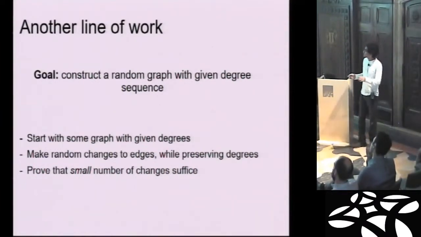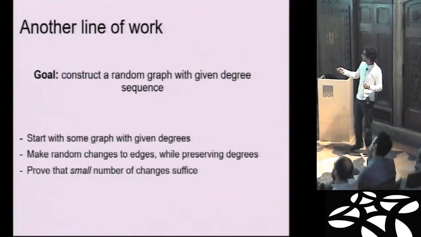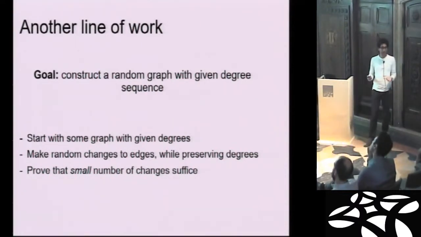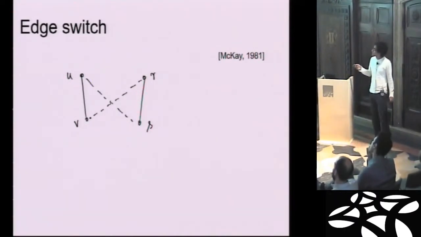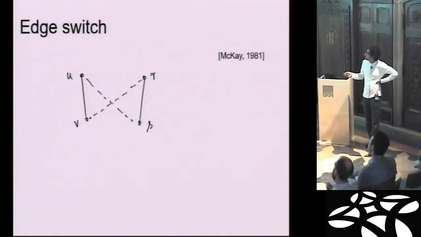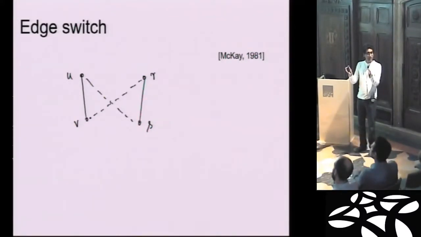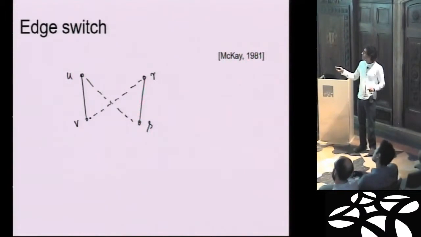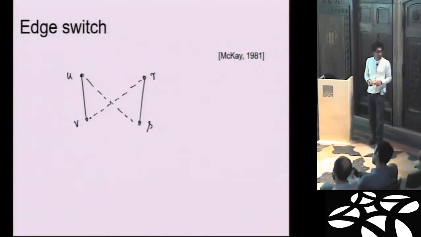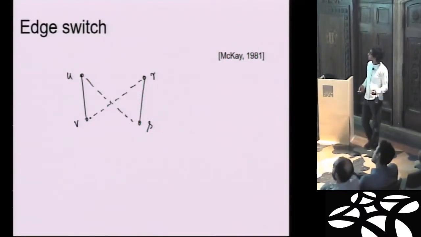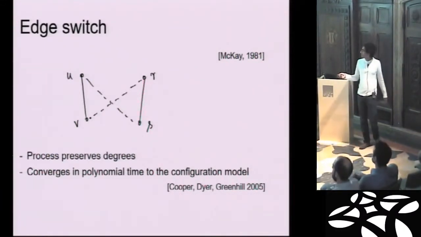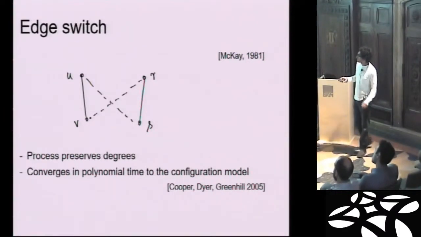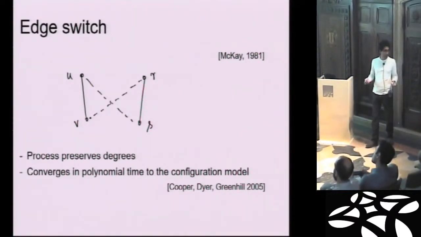So the key to this, as you know, is how you make these changes to the edges, how you change the connectivity. One simple procedure that was suggested is what's called the edge switch. This was studied more than 3 decades ago. The idea here is you take 2 random edges in the graph. You remove UV and RS, and you add these 2 edges. This preserves all the degrees, and you move from one graph to the other. And what Cooper and others showed is that this converges in polynomial time to what's called the configuration model.